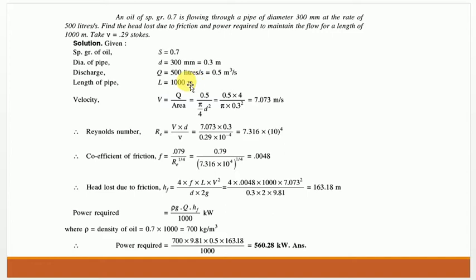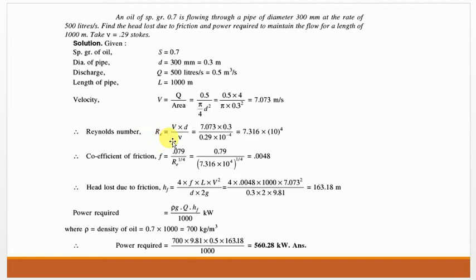You know discharge is equal to area into velocity. So to find the velocity, velocity will be equal to discharge by area. Discharge is given as 0.5 meter cube per second divided by area pi by 4 d square. D is known, 0.3 meter. So we substitute and we can get 7.073 meter per second as the velocity of the fluid flowing in a pipe. To find the coefficient of friction, we need to know the Reynolds number.